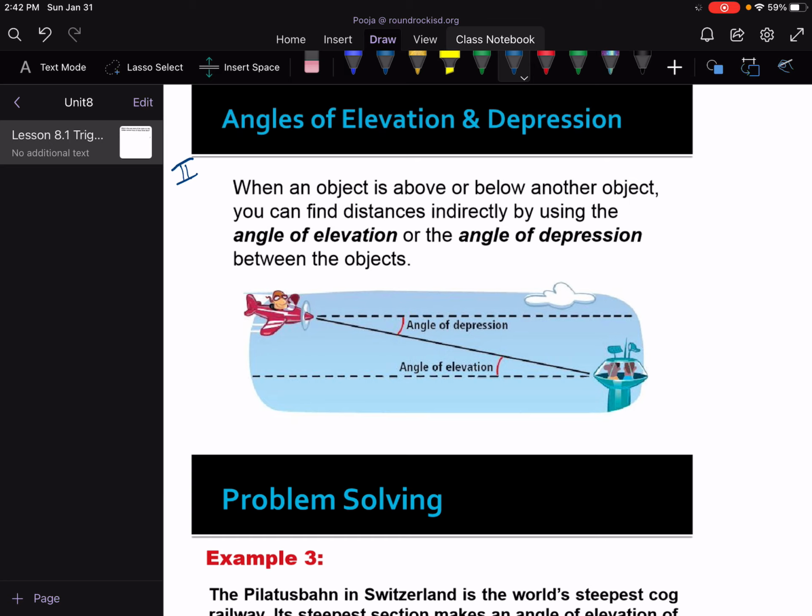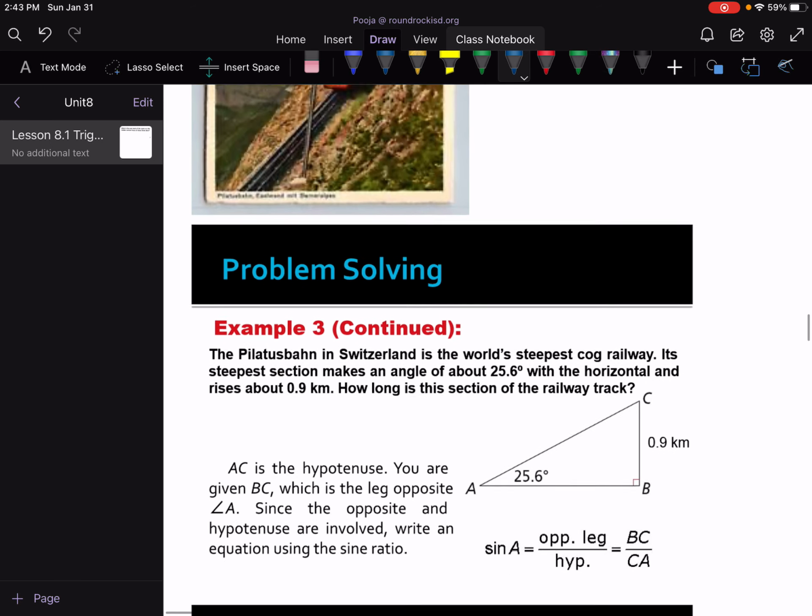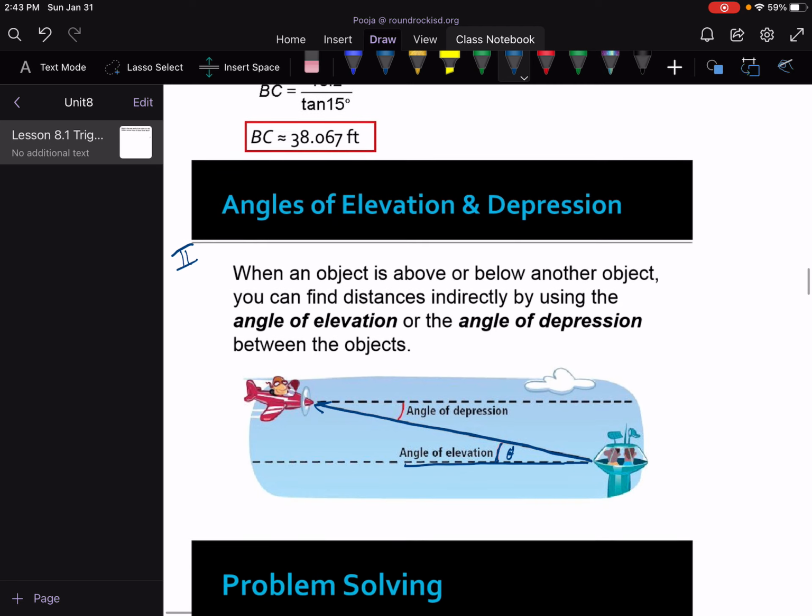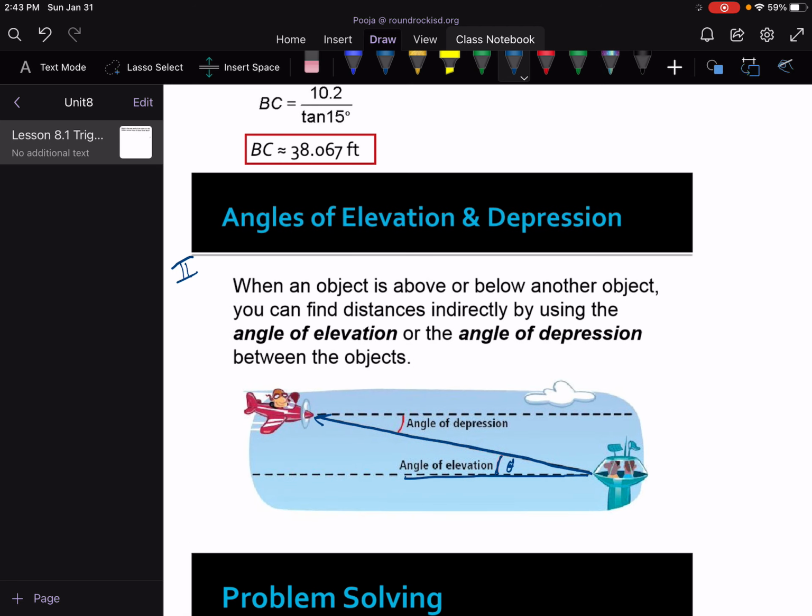Am I aware of angle of elevation and angle of depression? So angle of elevation is basically the angle, this is the theta here, made directly by your eye contact, basically. So it's the angle made between the horizontal and the line of sight towards the object that you're looking at, when an object is above or below another object.